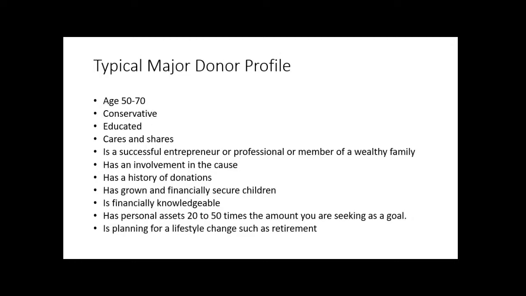Now, I promised you earlier in this lecture I'd tell you what the profile is for a major donor. Here it is. Typical major donors are age 50 to 70. They're conservative, they're educated, they care, they share. They're a successful entrepreneur, or a professional, or a member of a wealthy family.